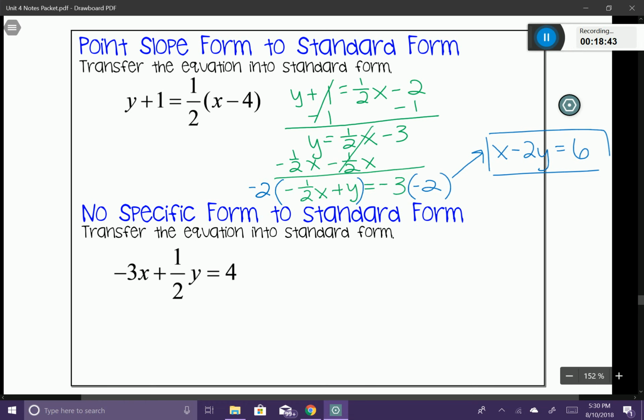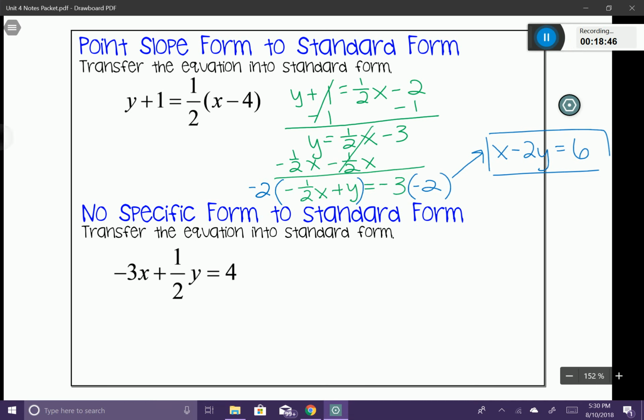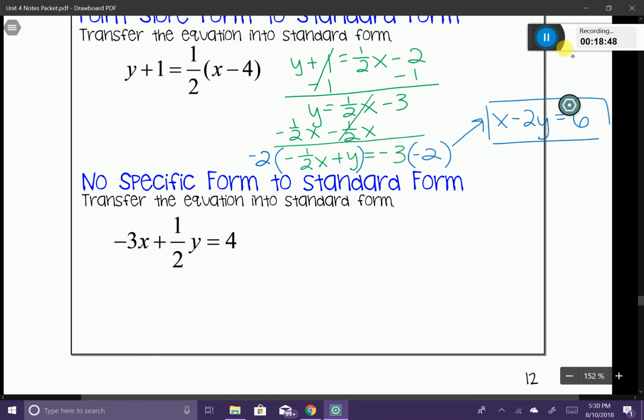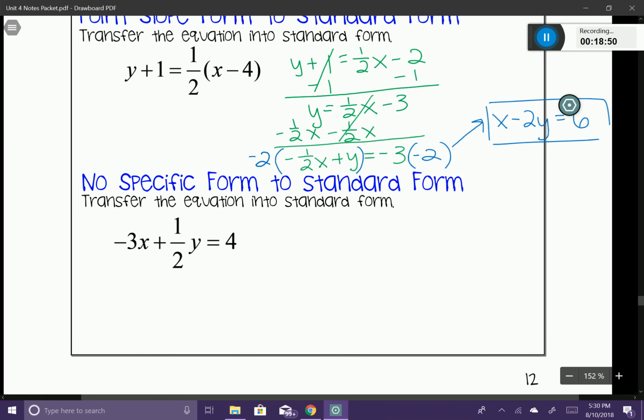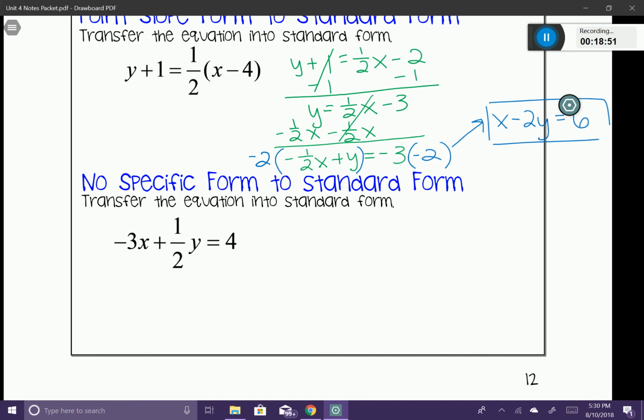Okay. The last one I really like, because this happens a lot. Sometimes you end up with a situation where you have an equation that is linear, but it's not in any particular form. So it's not in slope-intercept, it's not in point slope, and it's not in standard. So it's just no specific form. But we want to take it and put it into standard form. So let's go ahead and do that. It kind of looks like it's getting to standard because you can see that I have the ax plus by equals c. But I have a fraction and I have a negative, so I can't have that.